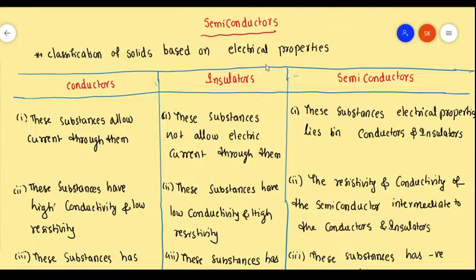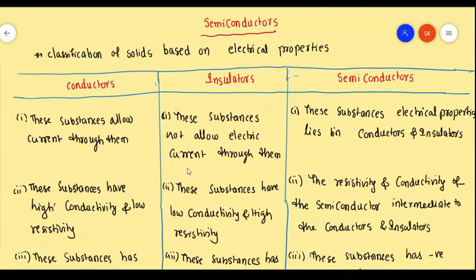Classification of solids based on electrical properties. Electrical properties means based on the current. We have to classify the solids into three types: conductors, insulators, semiconductors. Let us write the differences. Conductor means it allows the current to pass through it. Insulator means it does not allow the current. Semiconductor means partially it will allow the current, fully it will not allow the current, and its properties lie between the conductor and insulator.